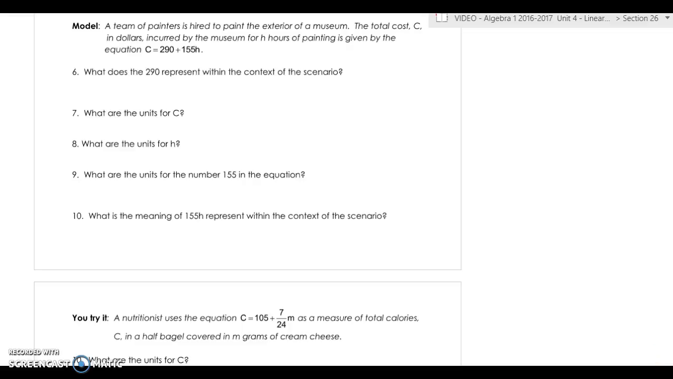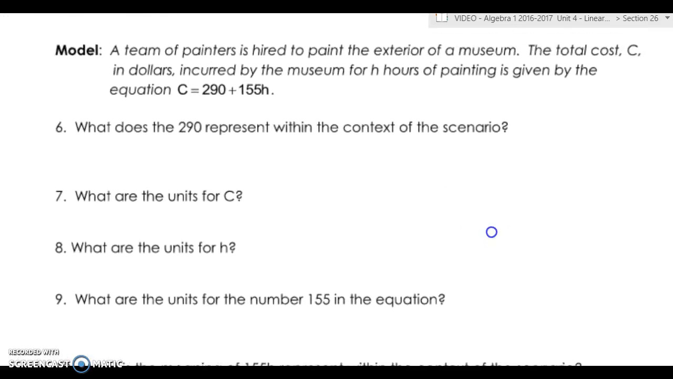In section 26, we're looking at interpreting linear models. So if we look at the first model here, a team of painters is hired to paint the exterior of a museum. The total cost C in dollars incurred by the museum for H hours of painting is given by the equation C equals 290 plus 155H. That's what's called a linear model.